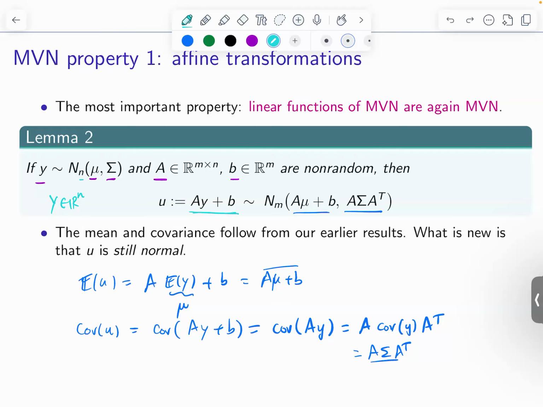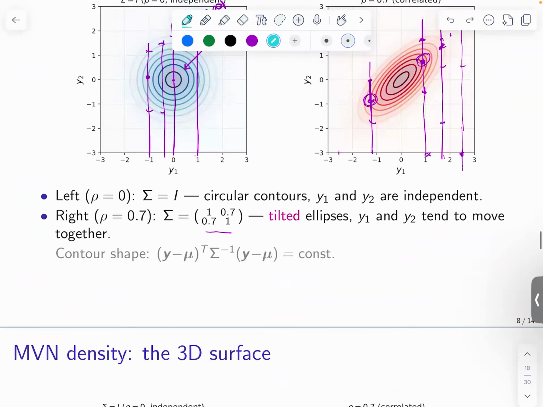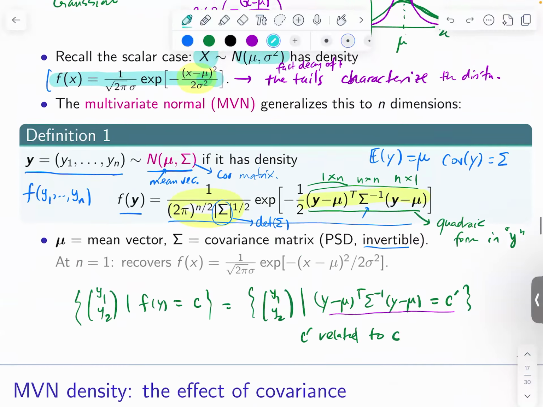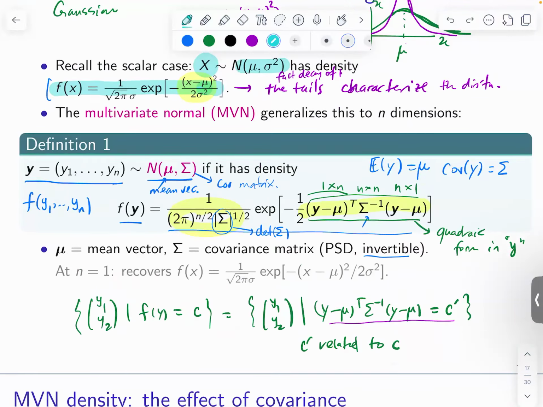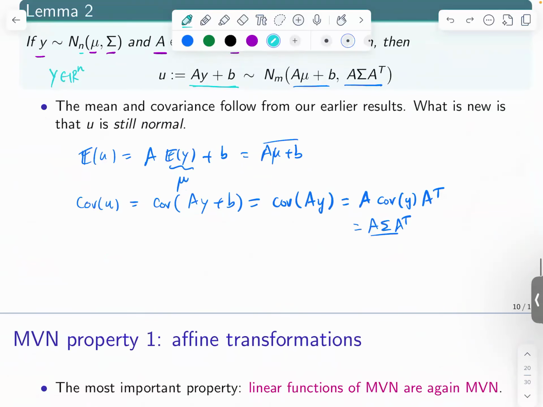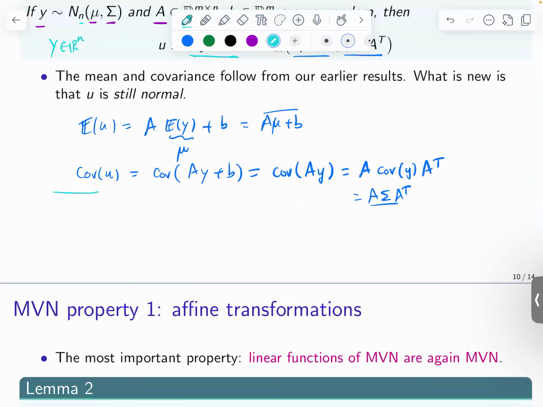So you can use the moment generating function, which is like the Fourier view of the density. So you do it in the Fourier domain. You can also do it in the original domain. What I need to do is to compute the density of this new vector and show that it has this form. And for that, I need some tools from calculus, what they call the change of variable formula.